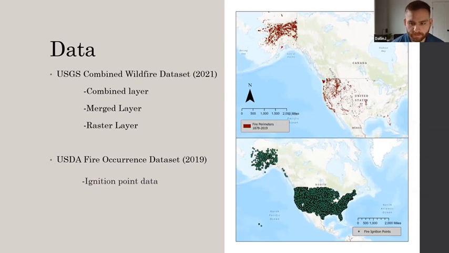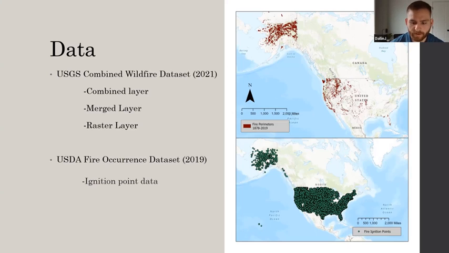The data used to create the scripts were the combined wildfire dataset that I mentioned earlier, as well as the fire occurrence dataset from the USDA. The combined wildfire dataset was the main focus of this project and includes three different layers. The combined dataset, which is the raw polygons that are unmerged. The merged dataset, which is the combined dataset after it has been run through the previous USGS code. And then there's also a rasterized dataset from the merged layer that was used to visualize different metrics, but I didn't use the raster layer for this project.